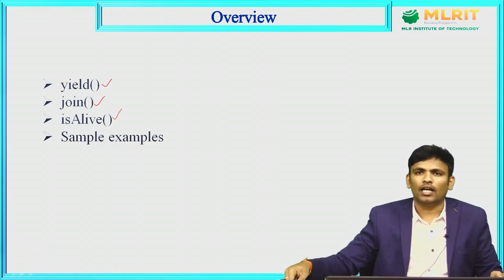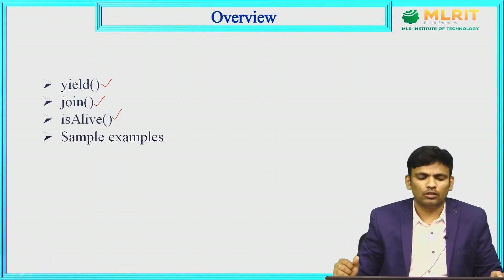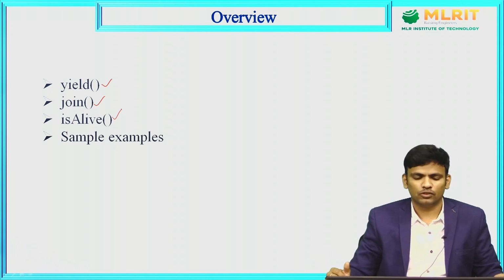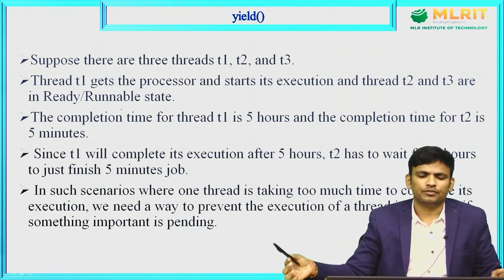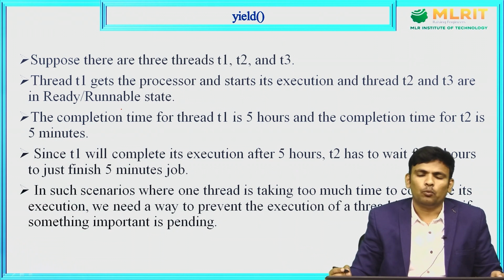In the last session, some thread class methods were discussed. Now I am going to discuss a few more thread class methods: yield, join and isAlive. So let's get started with today's session. First, the yield method. What is the yield method?